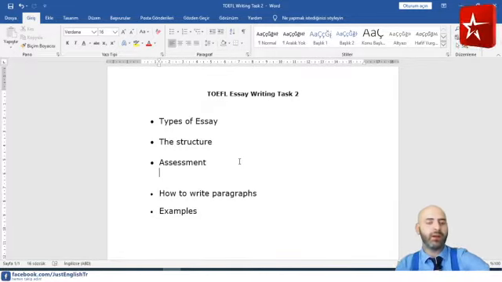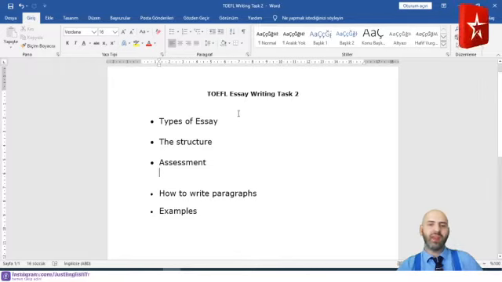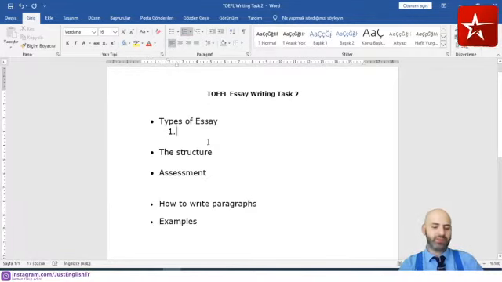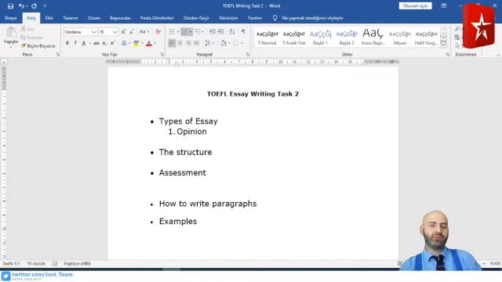Okay. Now let's talk about the types of essays. There are 5 different types of essays in TOEFL. Let me write them for you. Number 1 is the opinion essay. An opinion essay gives you 2 options and you need to choose one of these options while you're writing.